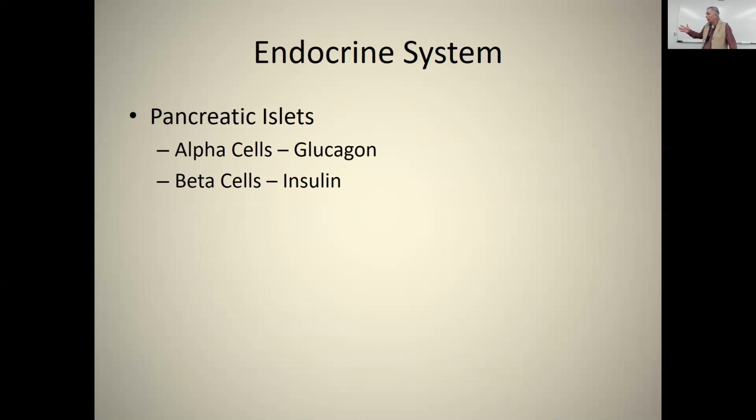Let's talk about the pancreatic islets. The pancreas has an exocrine gland and an endocrine gland. The endocrine part is the pancreatic islets, which used to be called islets of Langerhans. You have two sets of cells in there, alpha cells and beta cells. Alpha cells secrete glucagon, which raises blood glucose, and beta cells secrete insulin, which lowers blood glucose.